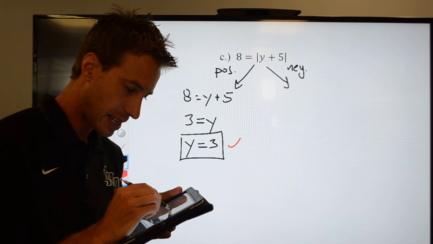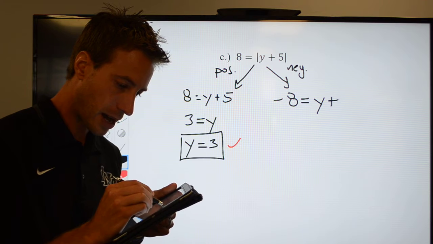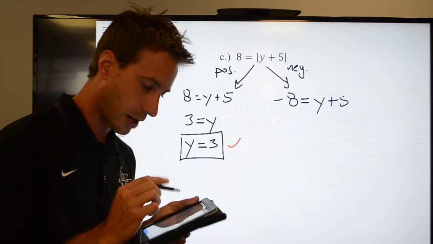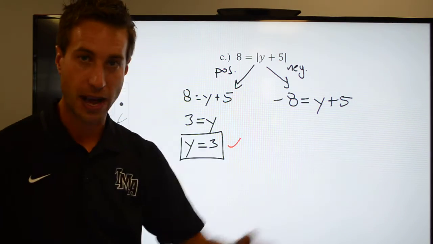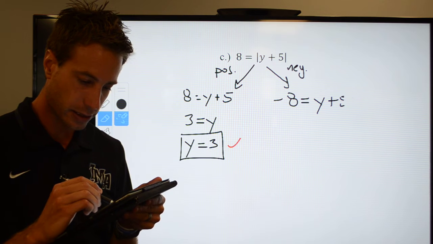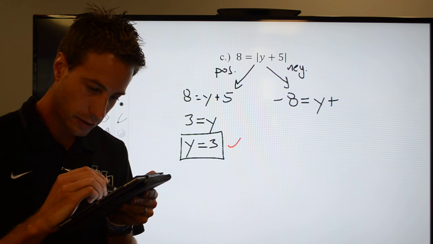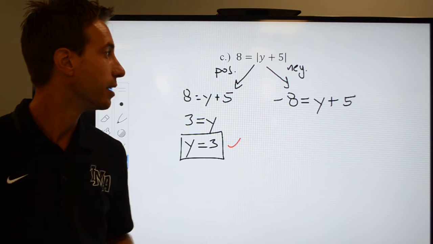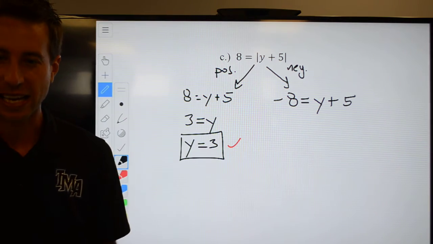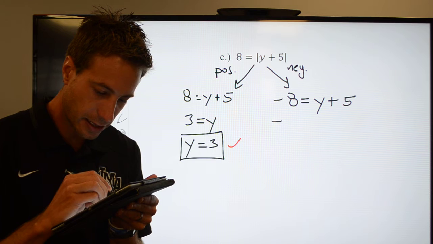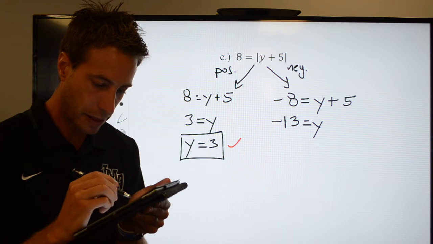Next one. Negative 8 is equal to y plus 5. Subtract the 5 to the other side. I'm having trouble writing a nice 5 here. We want pretty 5s. Oh, yes. Better. Let's subtract that 5 to the other side. Negative 8 minus 5 is going to be a minus 13. Lucky number 13. I don't like that. Symmetric property to flip it.